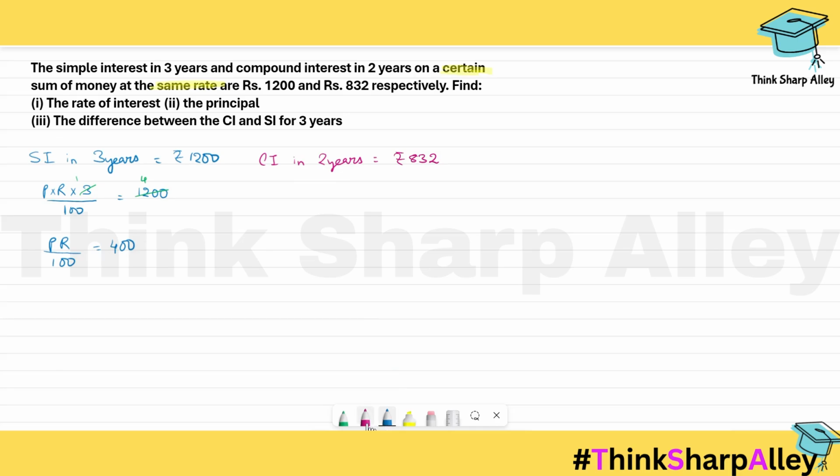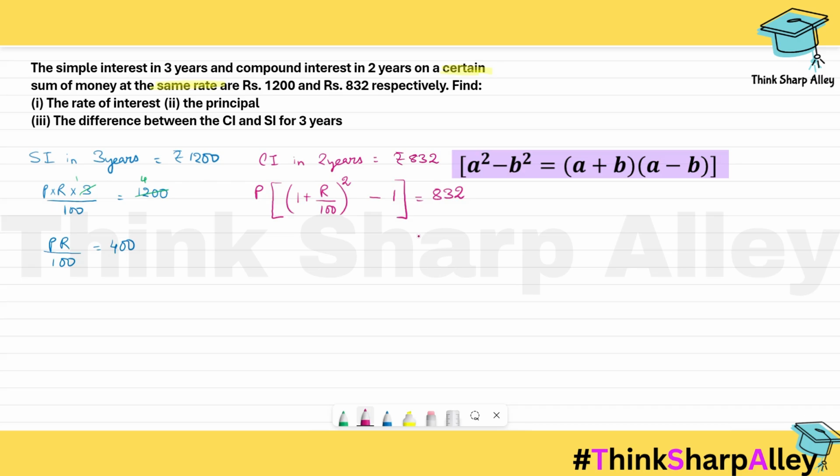Now let us move to CI. We will use over here the hero formula of CI, which is this. And in place of n, I'm going to use 2 because n denotes your number of years. So which is 2 years. Now the smart move. Over here inside the bracket, I will use the identity a square minus b square equal to a plus b into a minus b. The identity that you can see on your screen.